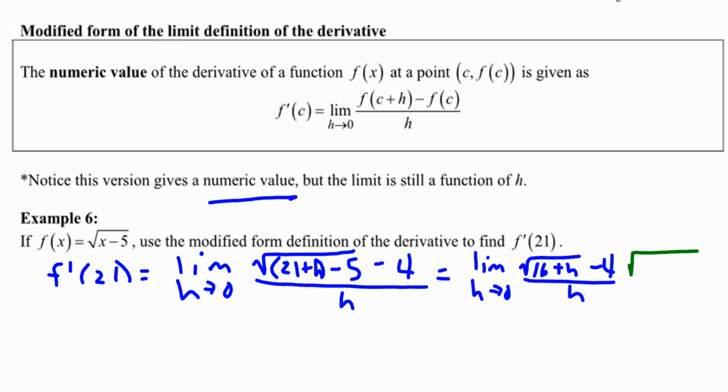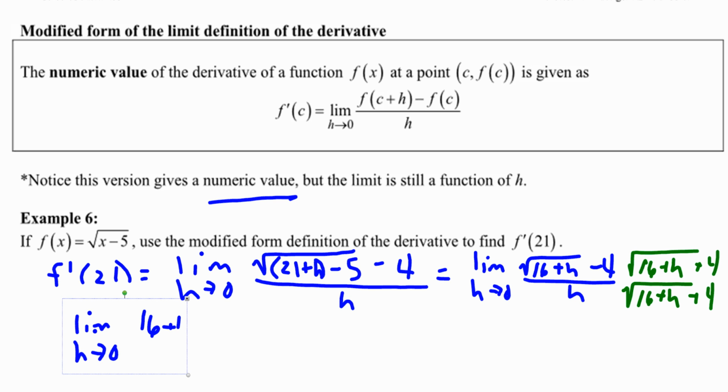I can't plug in 0 yet, but what I can do is multiply this by the conjugate, square root of 16 plus h plus 4. Okay, it looks like it's getting worse, but that means it's getting better. We'll have 16 plus h minus 16, all over h times this conjugate form.